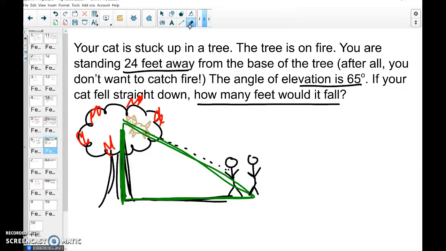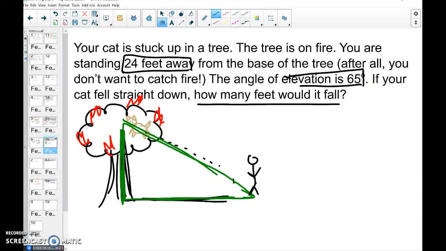Okay. So see if you can place the numbers in yourself correctly. If you need help, raise your hand and ask. Or you can talk to people around you and see if you can calculate that out. Remember, you got to put 24 somewhere in the picture. 65 has to go in the picture. And then X is the number of feet you're falling, which is the height. So think about where those 3 things have to go. See if you can place it correctly from there.